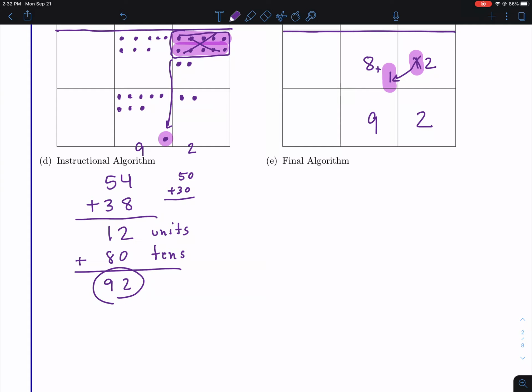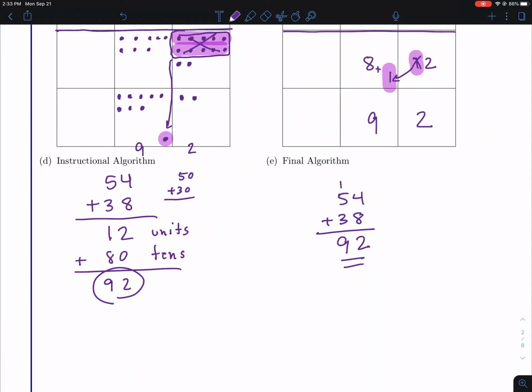So again, it's a little bit more complicated than place value diagrams, but it's almost exactly the final algorithm. The final algorithm is what you would normally think of, where you do the grouping on the fly. So in this case, 8 plus 4 is 12, carry the 1. 5 plus 1 is 6, plus 3 is 9. And so again, we end up getting 92 the same way.